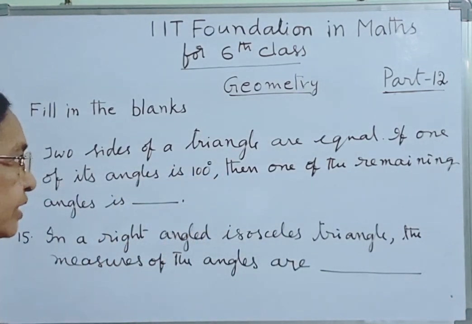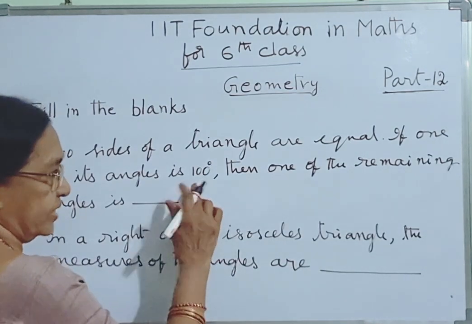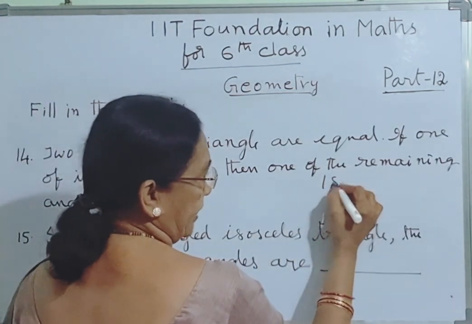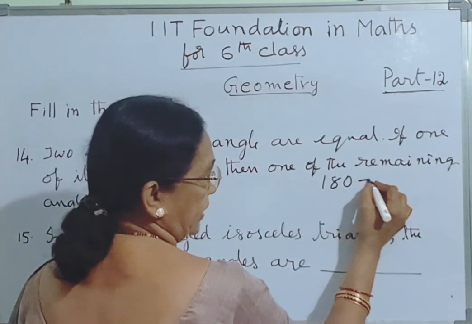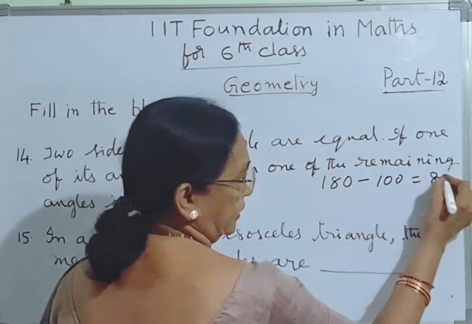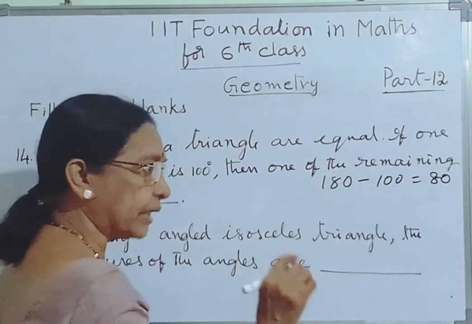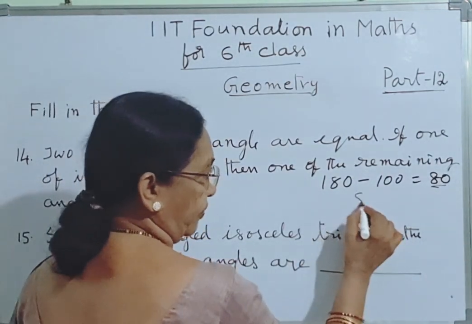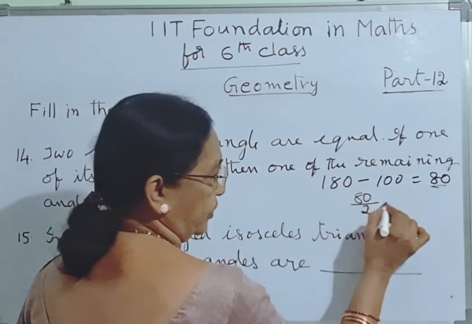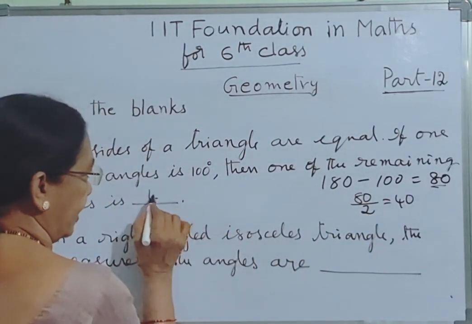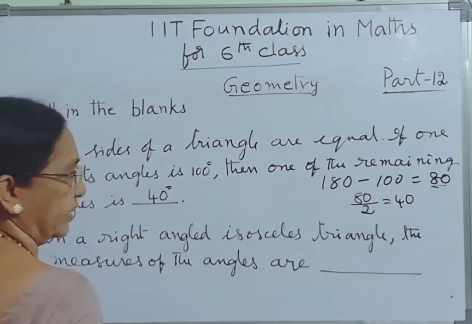Then the remaining angles. As one of the angles is 100 degrees, the sum of the remaining two angles is 180 minus 100, that is equal to 80. Sum of the other two angles is 80. They are equal. Therefore, each one is equal to 80 by 2, that is 40 degrees. So, one of the other two angles is 40 degrees.